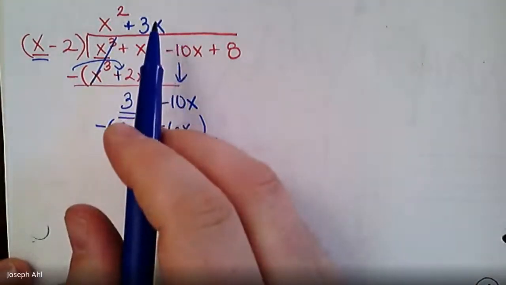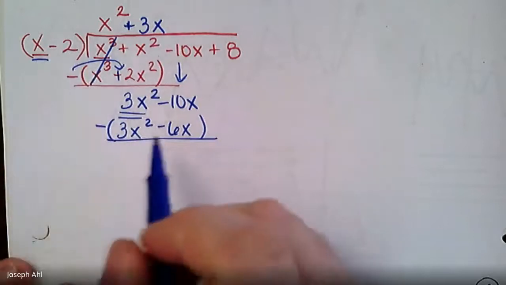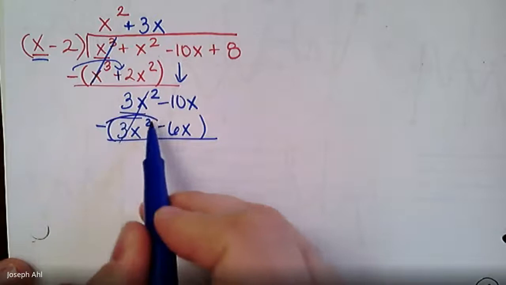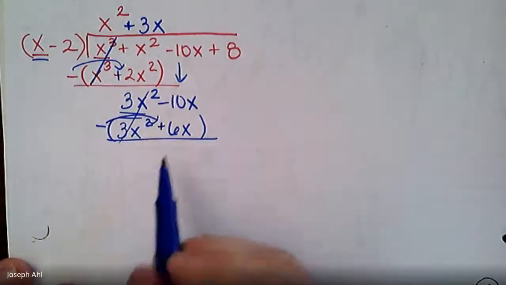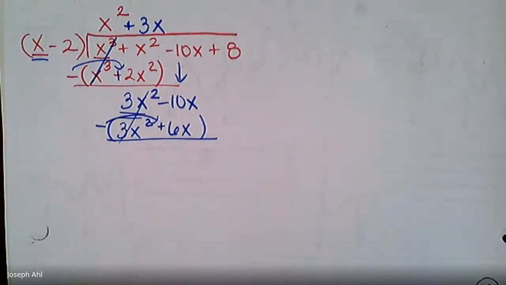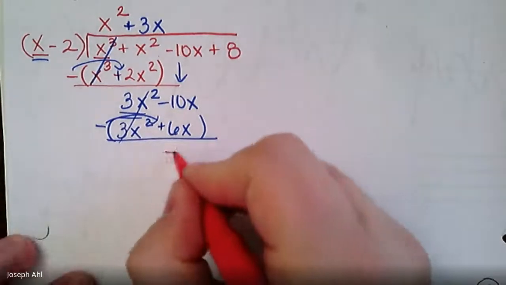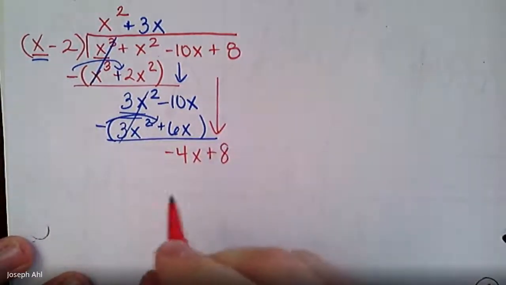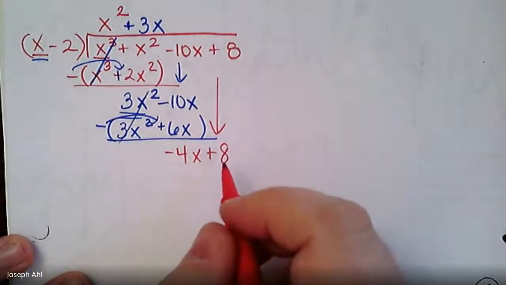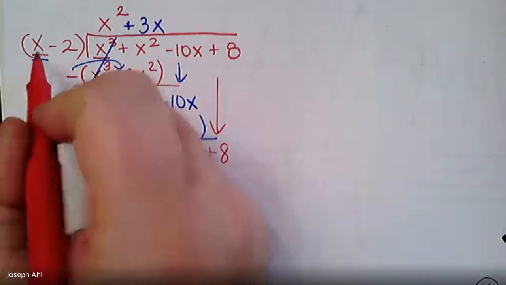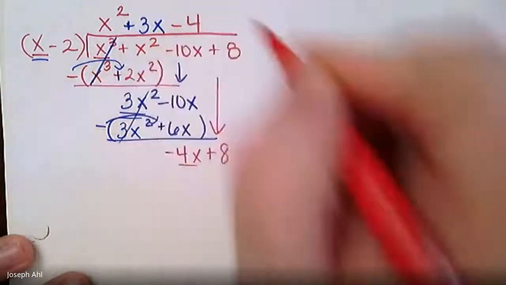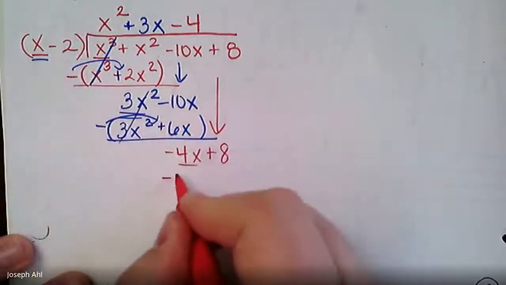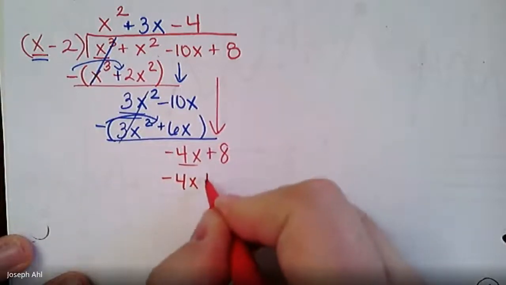All right. So now that I've multiplied through, we have to subtract. Well, yeah, 3x squared minus 3x squared goes away. But if you distribute that negative over here, now it's a plus 6x. So negative 10 plus 6 is negative 4x. And we're almost there, but we got to bring down the plus 8, kind of our last step here. Negative 4x divided by x is a negative 4. Distribute that back into x minus 2 to get negative 4x plus 8.